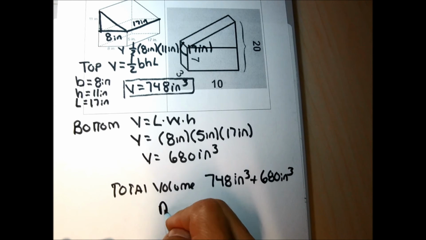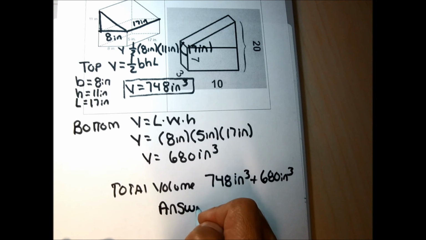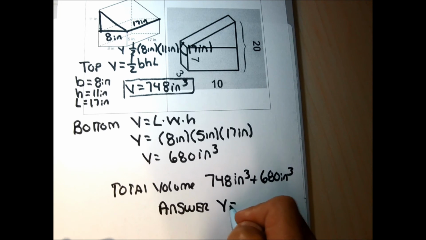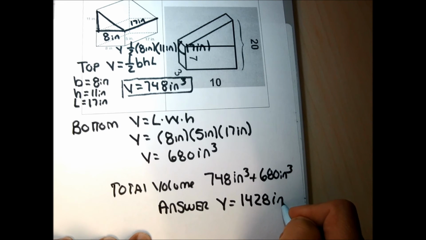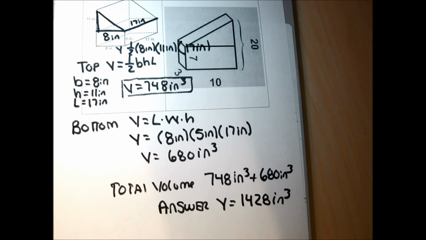So the answer to problem 29 is the volume equals 1,428 inches cubed. All right, so 30 I'll never do. If you work 30 out and you want to get an answer, visit me and I'll show you how to do it.